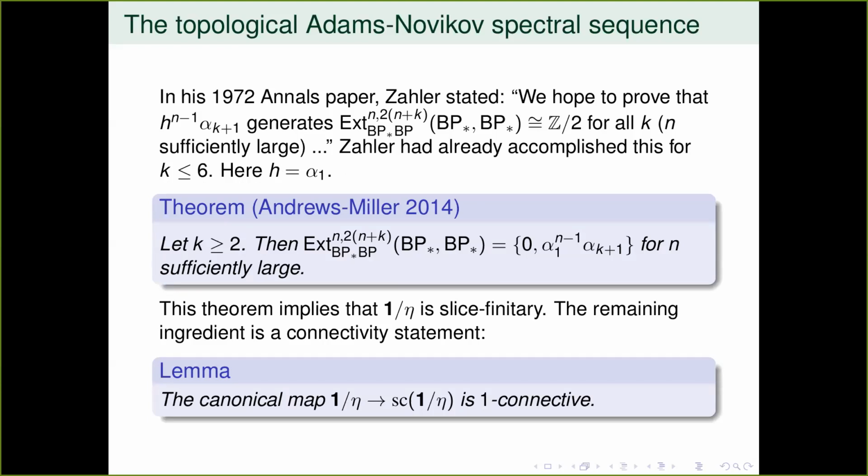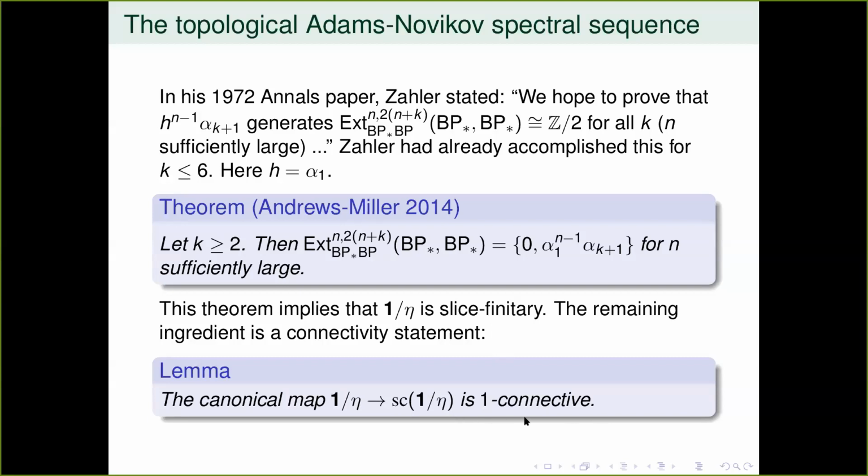And this means that all the stuff which destroys the possible slice finiteness of the sphere spectrum is related to the Hopf map. So the cone on the Hopf map is then slice finitary. So this answers Dan's comment. And fortunately, we can relate the cone on the Hopf map, which is some desuspension of the projective plane P2, with MGL. And since MGL is slice complete, we get this connectivity statement. So the map from the cone on eta to its slice completion is a one connective map.